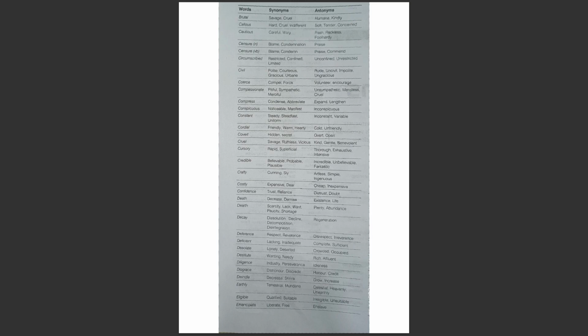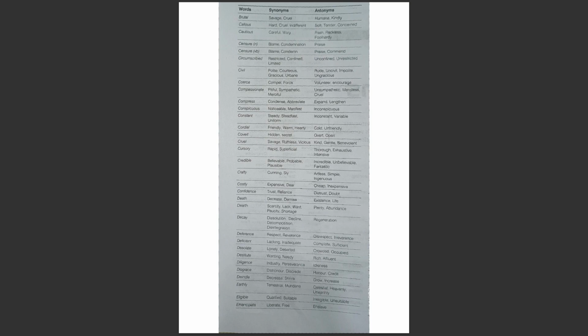Censure. Censure, when used as a noun, means to condemn. But that is also exactly what it would mean if we were to use it as a verb as well, right? Both censure as a noun and verb would mean to blame, condemn, criticize. These are the synonyms of it. And the antonym would be to praise, commend, laud, applaud, right? The next word is circumscribed.